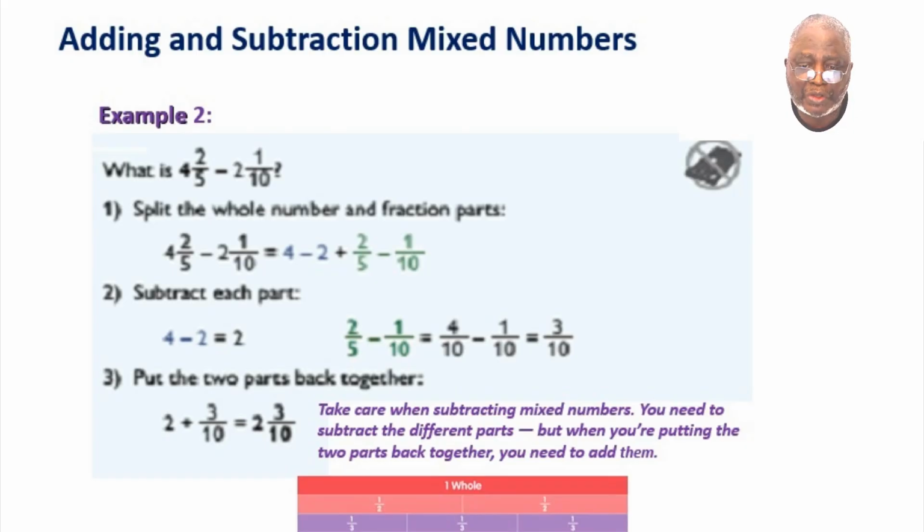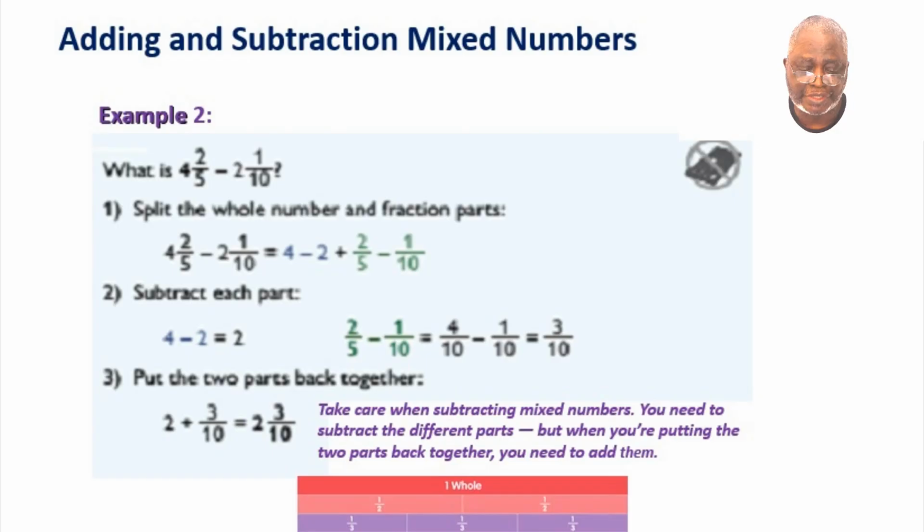Adding and subtracting mixed numbers. Example 2. What is 4 2/5 minus 2 1/10? First of all, split the whole number and fraction parts. So 4 minus 2 plus the fraction bit, 2/5 minus 1/10. So don't forget, you've already subtracted the whole numbers from each other. Step 2. Subtract each part. 4 minus 2 is 2, and you have 2 fifths minus 1/10, which is equal to 4/10 minus 1/10, which is equal to 3/10.